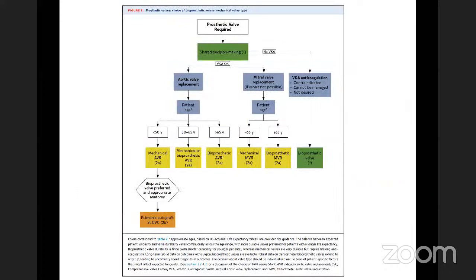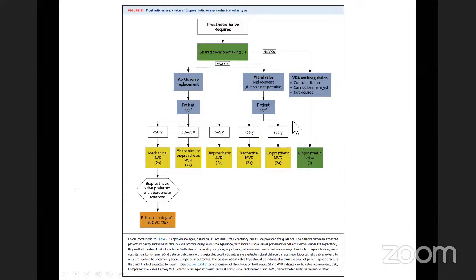This diagram right here, also from the American Heart Association guideline, simplifies the decision-making process. It shows here at the beginning, after discussion, if the patient is not fit for anticoagulation, either vitamin K antagonist, which is warfarin, whether contraindicated, less compliant, or simply does not want it, then a tissue valve is recommended. This is a class one recommendation.